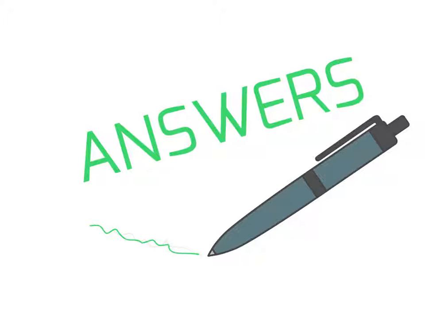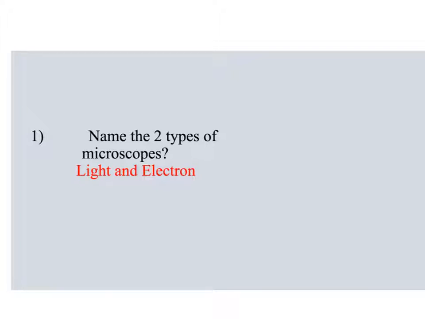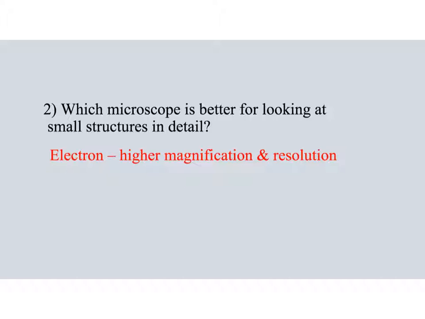Okay, so if you can get yourself a different coloured pen, that would be great, and then we will start to give you the answers. Question number 1. Light and electron microscopes. Question number 2. So the answer is the electron microscope, as it has a higher magnification and also a higher or better resolution.